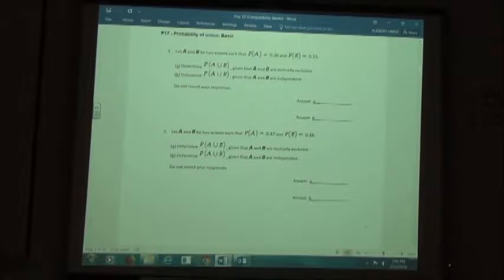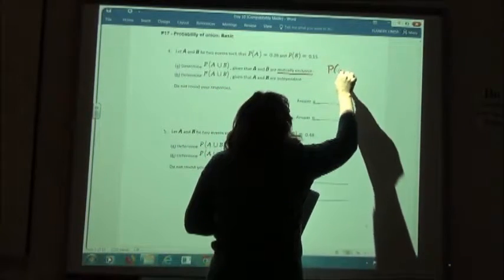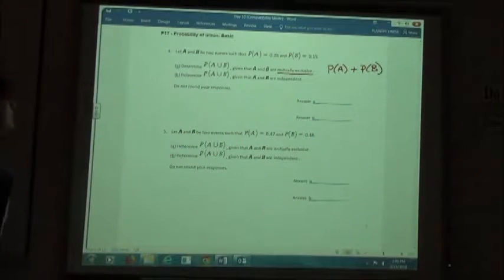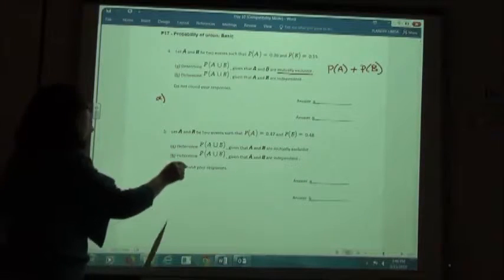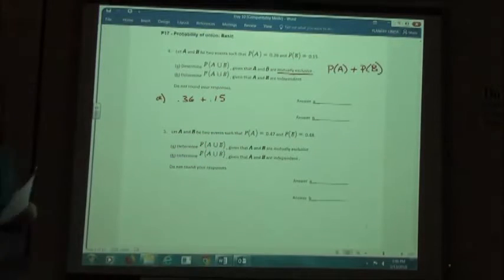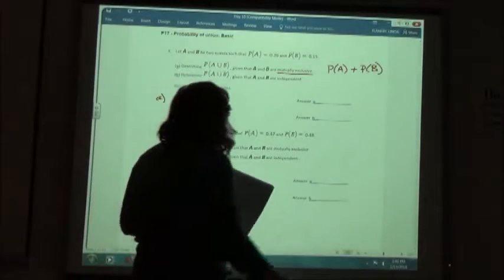If they're mutually exclusive, they don't have anything in common. So when we do mutually exclusive, all we're going to do is the A plus the B. We don't have to subtract the AND because there's nothing in the AND section. So if they're mutually exclusive, you're just going to take the probability of A plus the probability of B. So for part A here, the probability of A is 0.36, the probability of B is 0.15, and so if I add those two things together, I'm going to get 0.51.